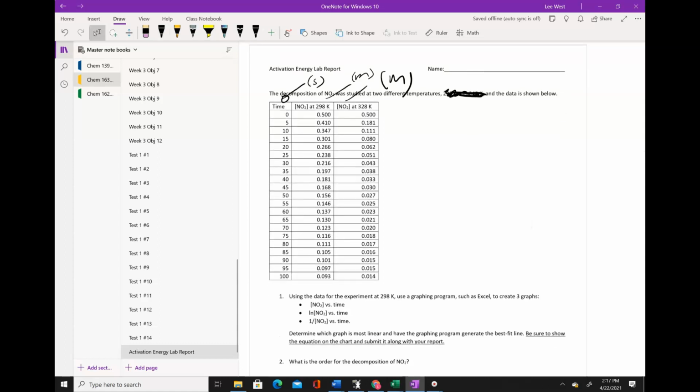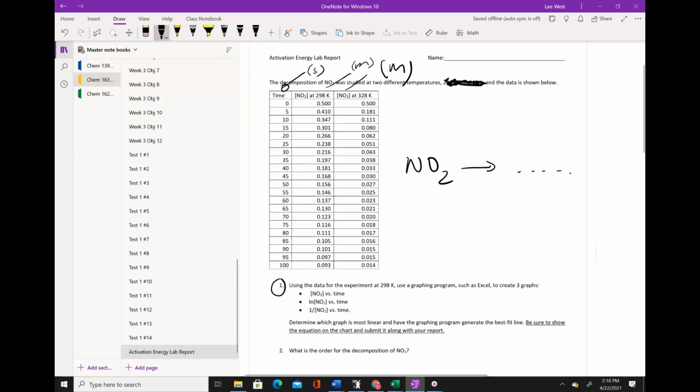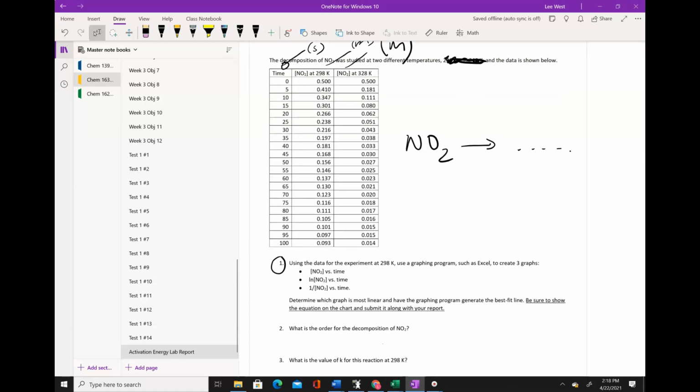Okay, so the first part is that we have to figure out what the order of this reaction is. It's a decomposition reaction, which just means that our reactant here, we only have one of them, is going to break apart into multiple things. Whenever we have just one reactant, we can use integrated rate laws to determine the order of the reaction.